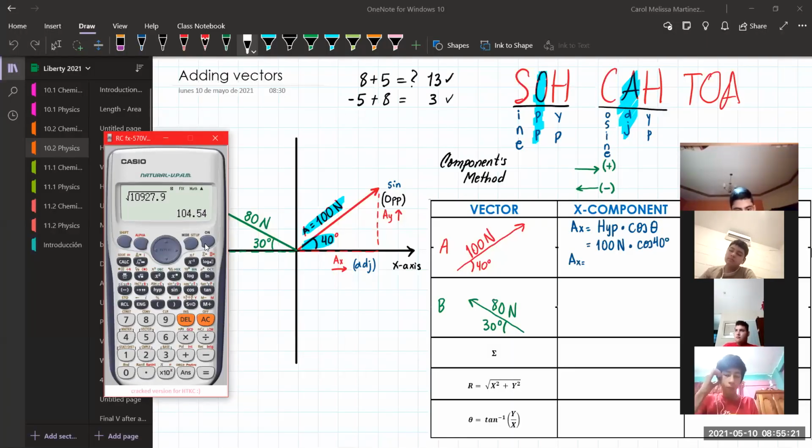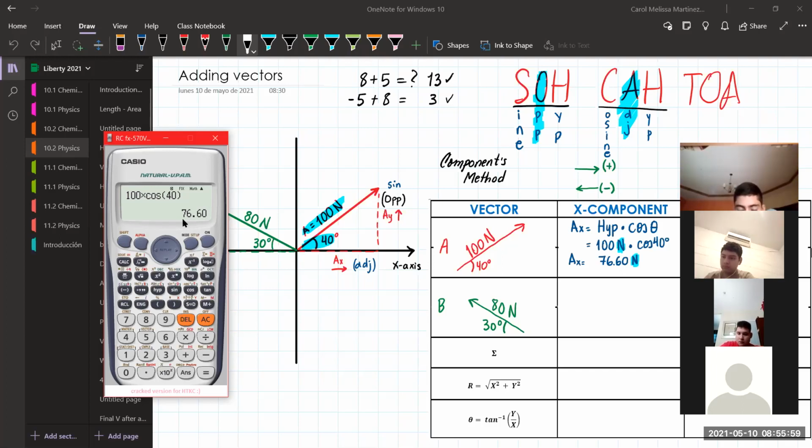So in your calculator, what you're going to do is make sure that it is in degrees, okay? And just press 100 times cosine of 40. This gives me 76.60. And the units are, in this case, Newton, because the vector is Newton. That's why I have Newton.